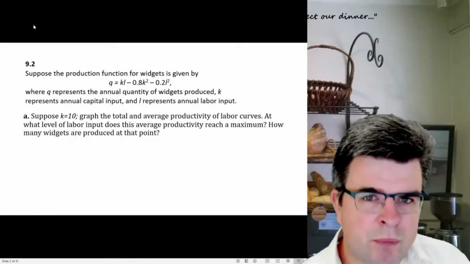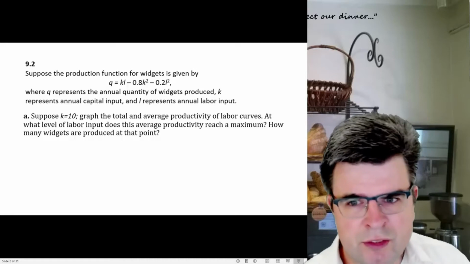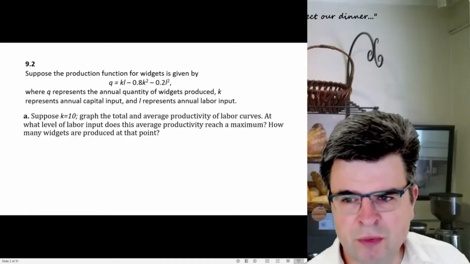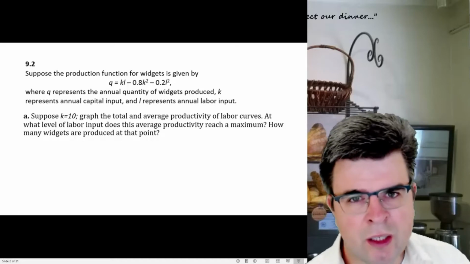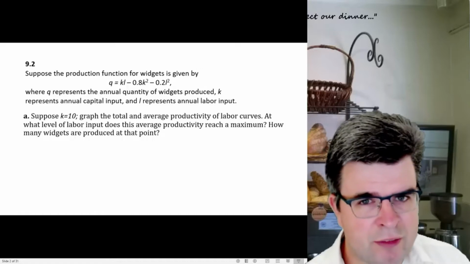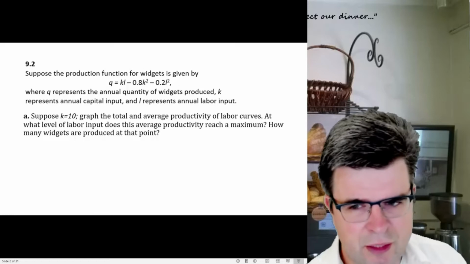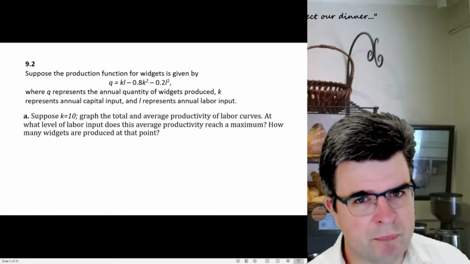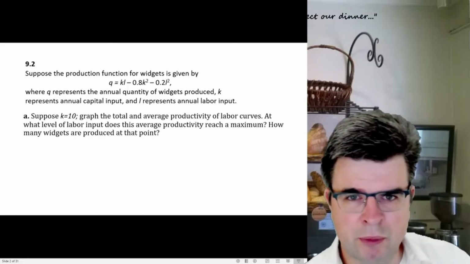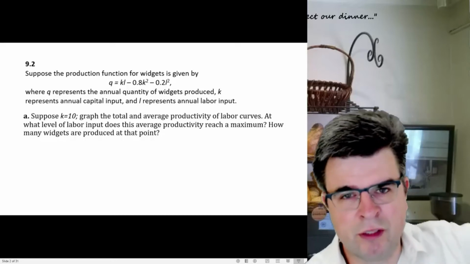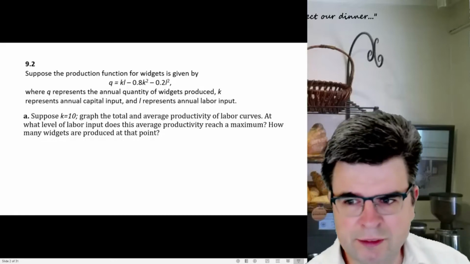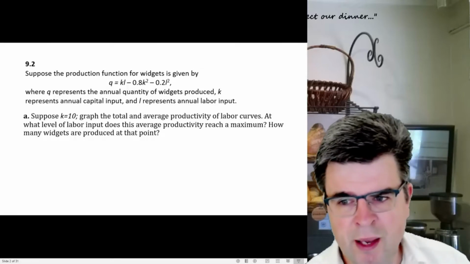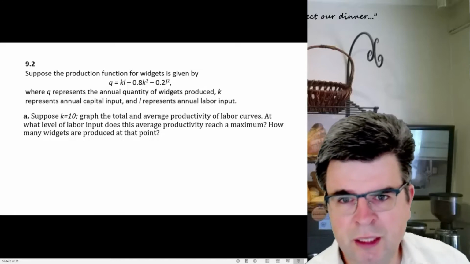Which brings us to question 9.2. So the production function that is given here is denoted Q is equal to a function of capital and labor as given. And we are asked in question 1 to fix the capital level at 10. So we're in the short run, we cannot change the level of capital. And we need to graph the total and average productivity of labor. So what we need to do is put labor on the x-axis and then the total productivity and the average productivity on the y-axis. And then at what level of labor input does this average productivity reach a maximum, and how many widgets are produced at that point?